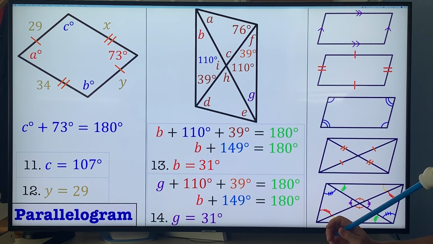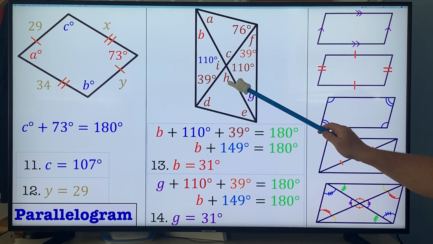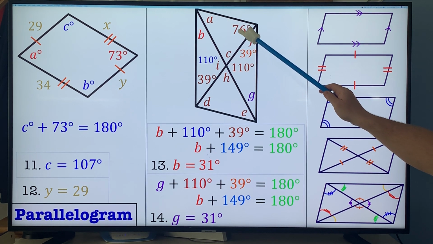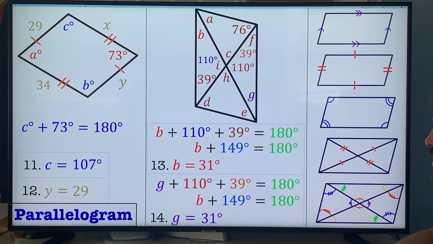All right? C and H are both 70. If I want to find A, 70 plus 76 plus 180 equals A. Let's find that as well. Good? All right.